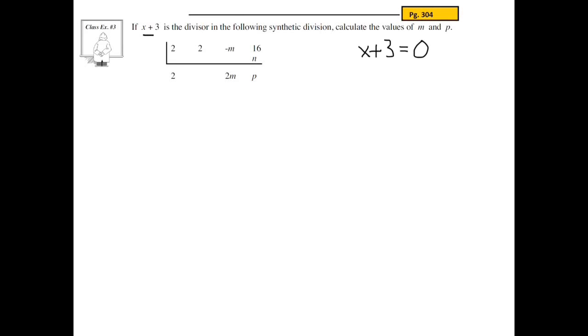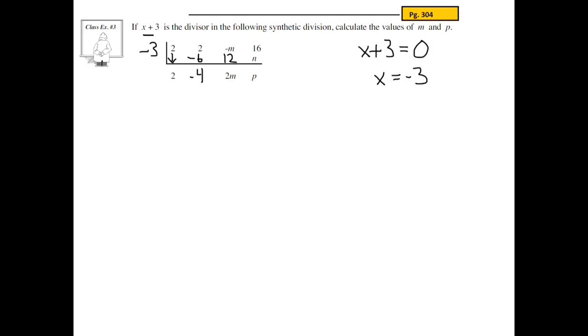And so if you set it to 0, we can solve for x, and x is going to be negative 3. So put that over here. And so this has already been partially done for us. That 2 has been moved down. So we got negative 3 times 2 is going to be a negative 6. 2 plus a negative 6 is going to be a negative 4.